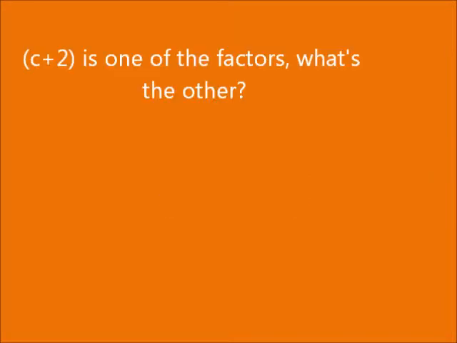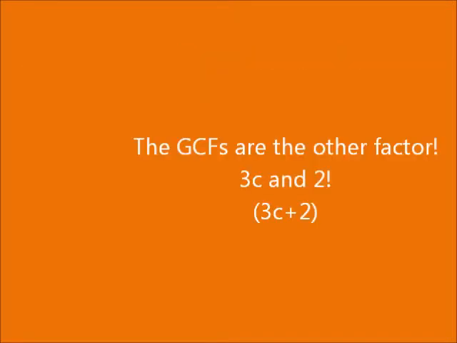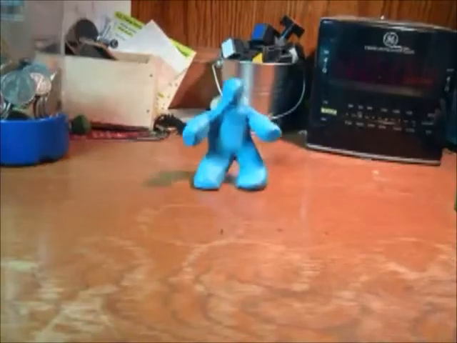What do they have in common? In parentheses now is the same thing. So this makes one of the binomial factors, c plus 2. And the second one is the GCFs of the groups. So 3c and 2 make up the other binomial factor. So now we have, in parentheses, c plus 2 and 3c plus 2. And that's how you factor by grouping.